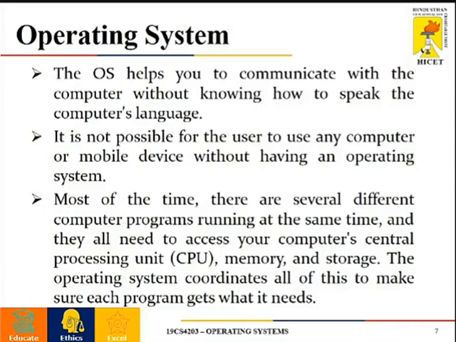Most of the time, there are several different computer programs running at the same time. That is what we call a multi-programming environment. And they all need to access the computer's CPU, the memory, storage, etc. In that case, the operating system acts as a resource manager and coordinates the tasks and makes our program execute successfully in the computer using the computer hardware. So that is where the key role of the operating system comes into the picture.